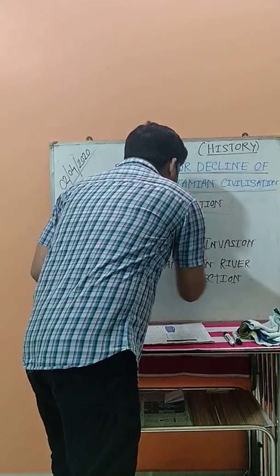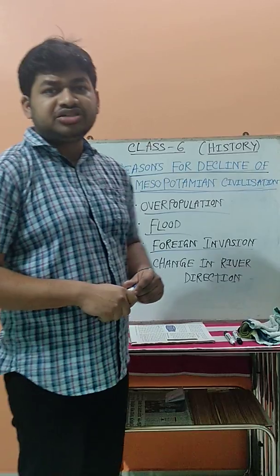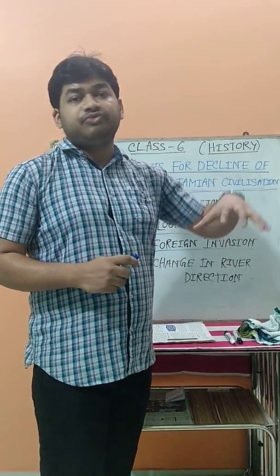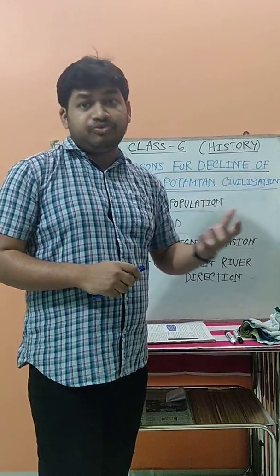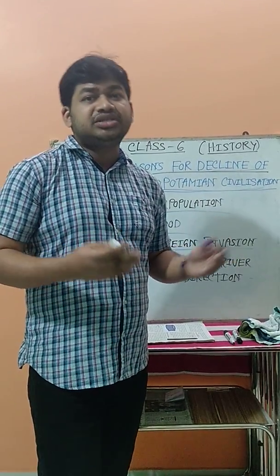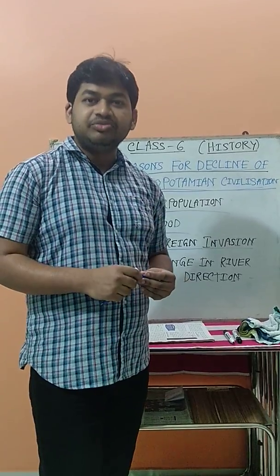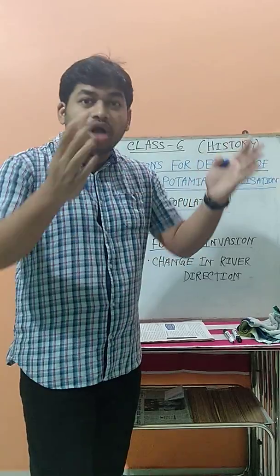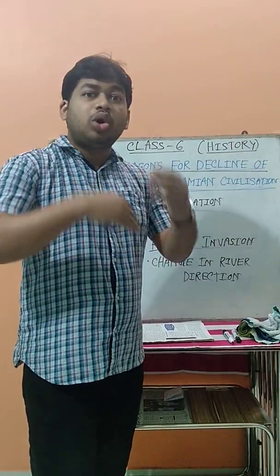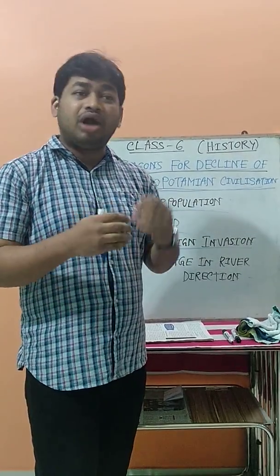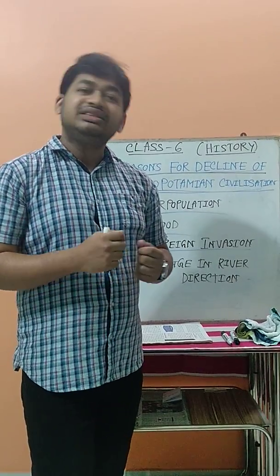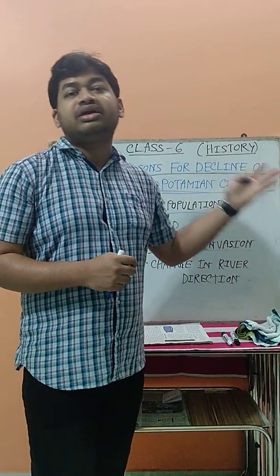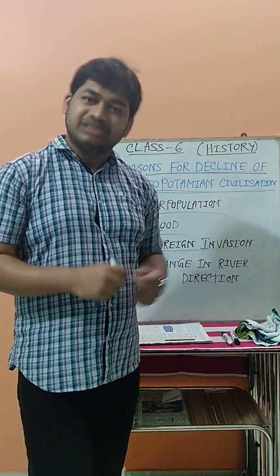Now the next is foreign invasion. What is foreign invasion? The Mesopotamian civilization region was very prosperous and wealthy, from the economic side also, and many abundant crops were grown in this civilization. So many foreigners from outside wanted to capture or conquer this area. So they constantly started to attack this region. After this constant foreign invasion, this is also one of the reasons for the decline of this civilization.